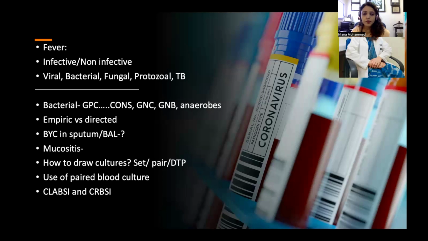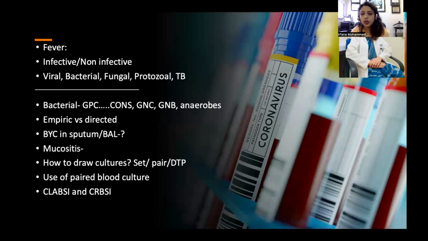all patients. And a pair is two blood cultures from two different sites, like left hand and right hand. If the patient doesn't have a central line, that's what you do. If the patient has a central line or femoral line, any other line, then you send one from the central line and one from the periphery.